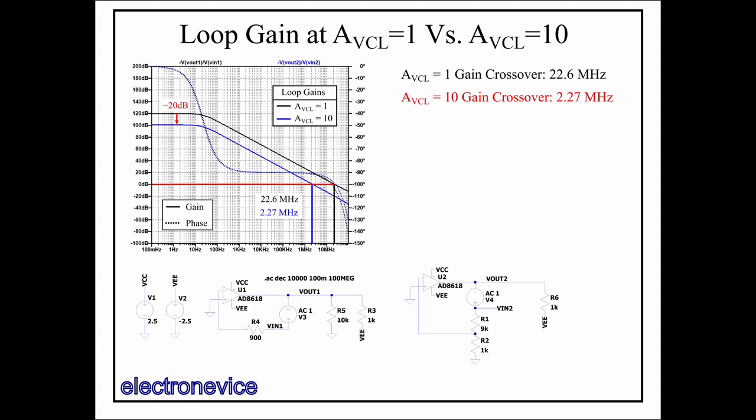Though again, for some op-amps, the number of poles at around the gain crossover is closer to 2. And so the reduction in bandwidth will actually be significantly more than a factor of 10 for a factor of 10 reduction in loop gain.